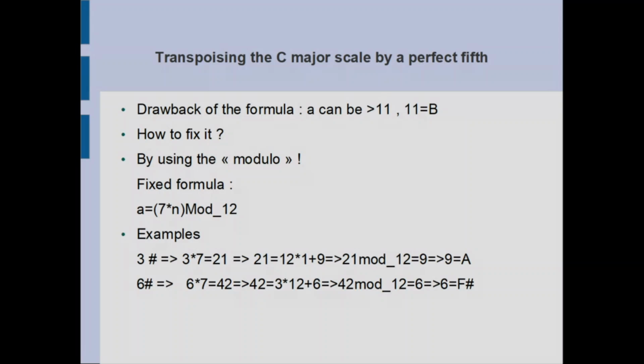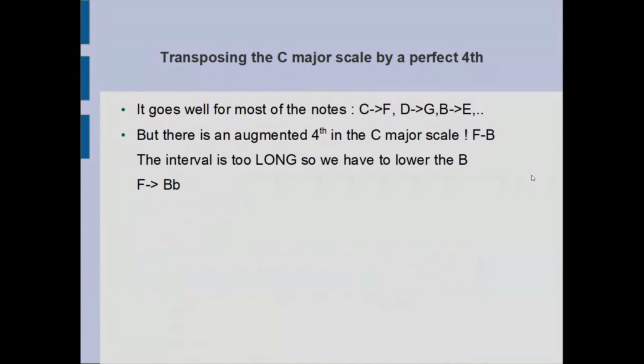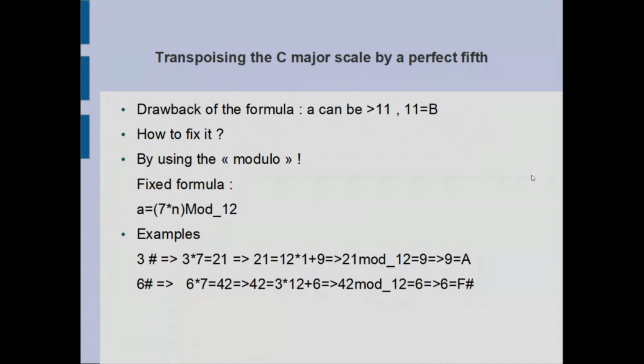Example of the first formula. When you have three sharps, 3 times 7 equals 21, 21 equals 12 times 1 plus 9, so 21 modulo 12 equals 9, and 9 is the label of A. If you don't trust me, you can count: C sharp 1, D 2, E flat 3, E 4, etc. 9 is A.